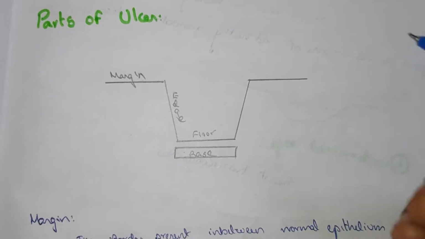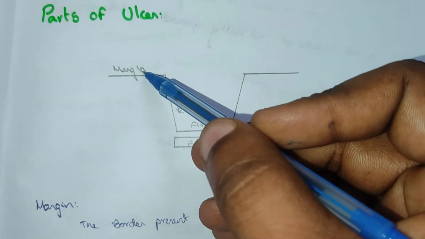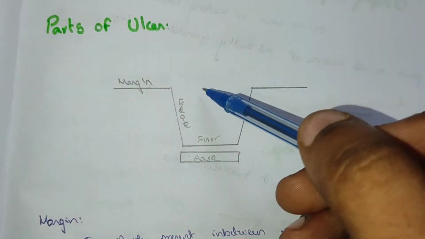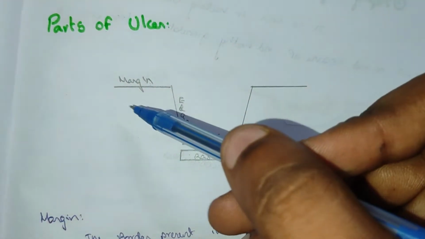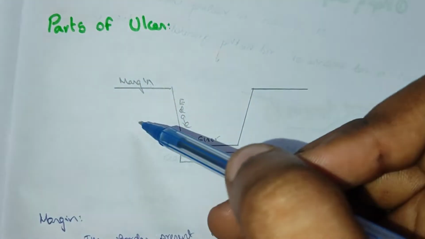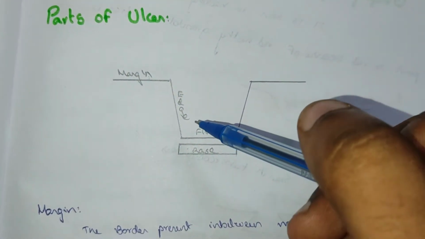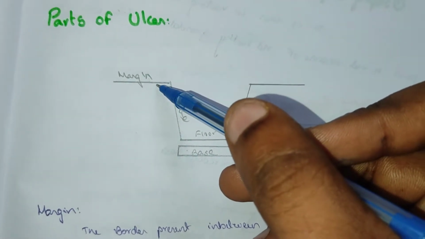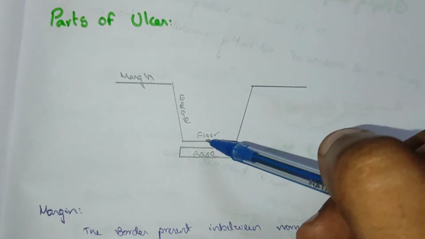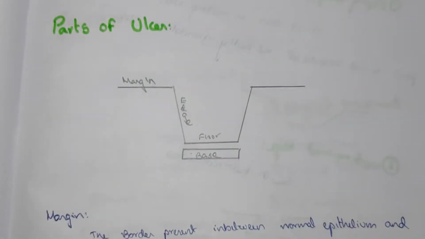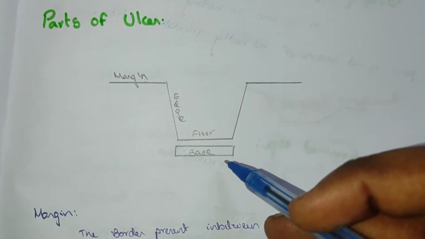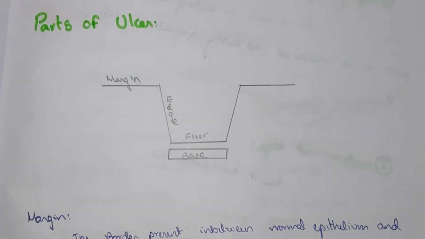Parts of the ulcer. This is the margin. This is a border present between the outer epithelium and the ulcer. This margin separates the ulcer from the outer epithelium. And this is the edge which connects the margin as well as the floor. The floor is the exposed surface. When we see the ulcer from the top, the floor is exposed and the base is below the floor. These are the parts of the ulcer.